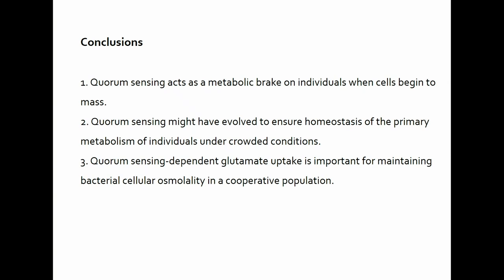Quorum sensing acts as a metabolic brake on individual cells when cells begin to mass, right? And quorum sensing might have evolved to ensure homeostasis of the primary metabolism of individual cells under crowded conditions. And finally, quorum sensing dependent glutamate uptake is very important to maintain cellular osmolality in a cooperative population.